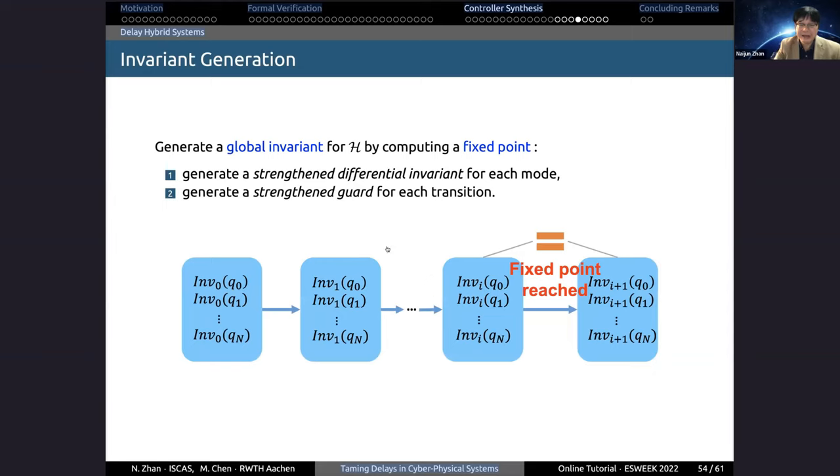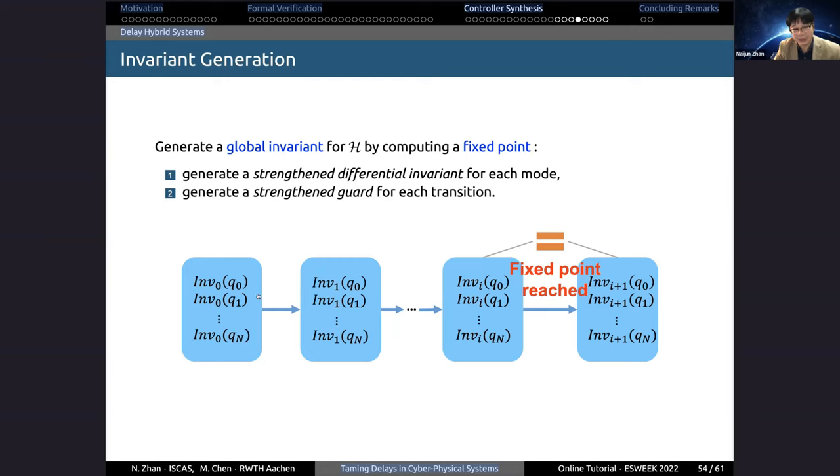So the basic idea of how to solve the switch logic synthesis problem is quite similar to the solution for classical hybrid automata. The basic idea is that an invariant-based solution means we compute a global invariant, which consists of a differential invariant for each mode. This local differential invariant forms a global differential invariant, such that we can strengthen the domain with each resulting differential invariant for each mode, so that the behavior in each mode satisfies the safety property.